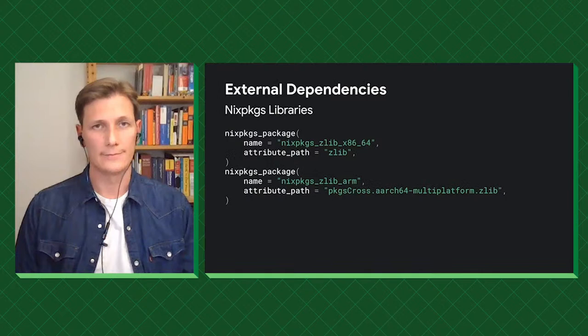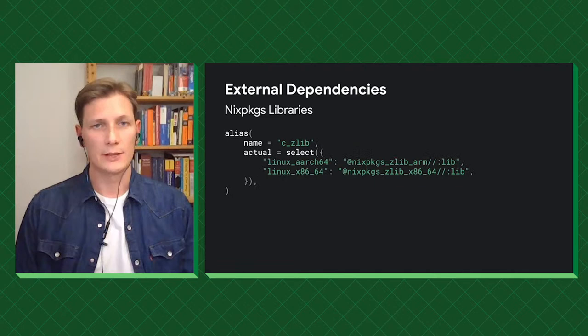We use the Nix packages package repository rule provided by Rules Nix packages to import two different versions of the zlib library, one for x86 and one cross-compiled for ARM. These libraries will be built by the Nix package manager and then imported into Bazel using Rules Nix packages.